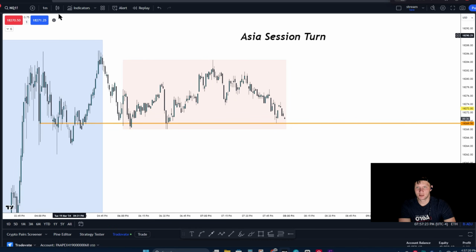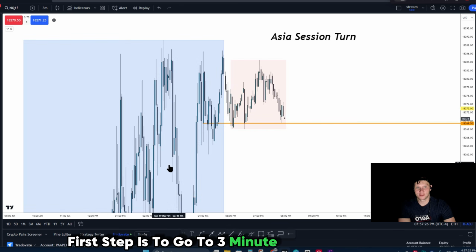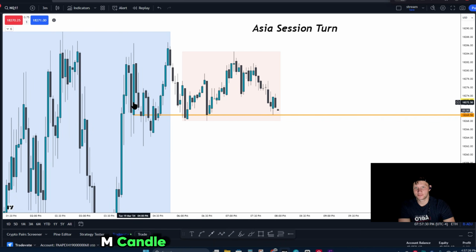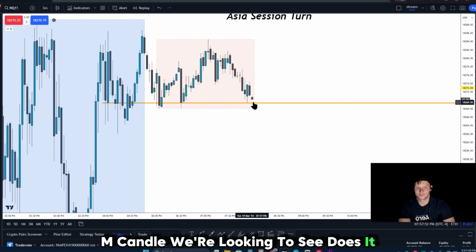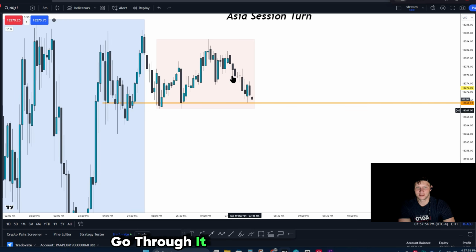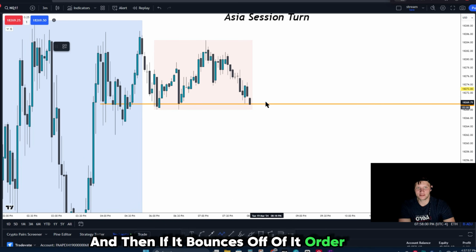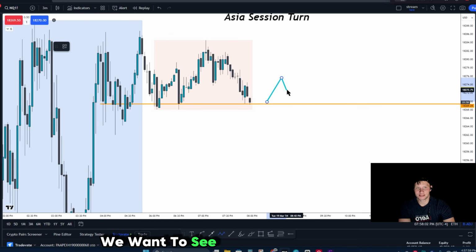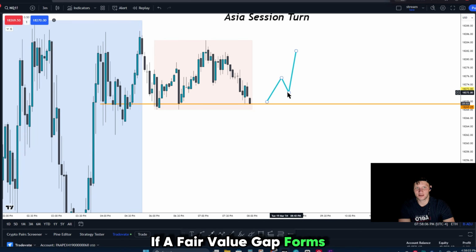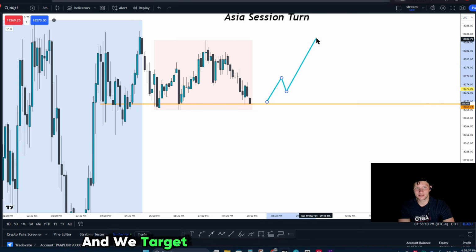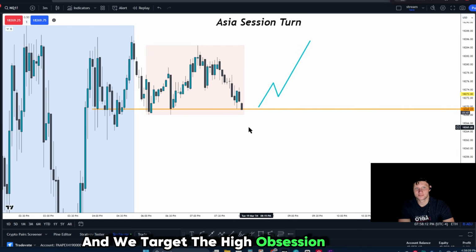Okay, let's go. First step is to go to a 3-minute chart. Find the 4 p.m. candle. We're looking to see, does it go through it or bounce off of it? And then if it bounces off of it, order filled. We want to see a fair value gap form. If a fair value gap forms, we enter on a retracement and we target the high of session like that.